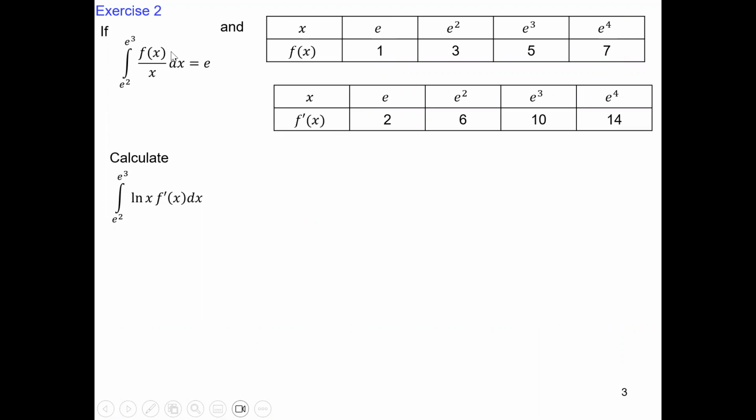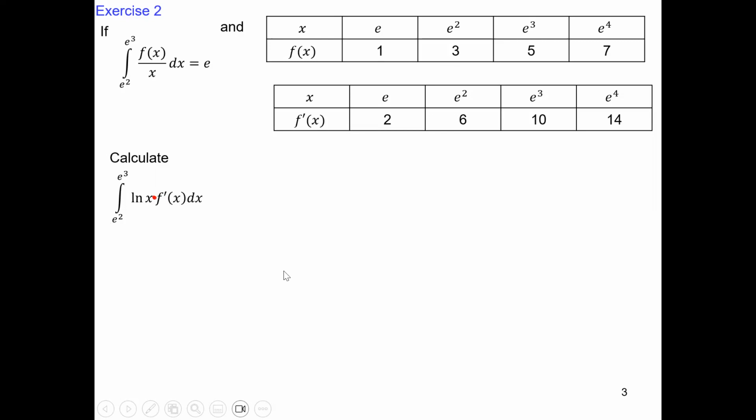Okay, we have some given information in the table, the same idea, and we will evaluate the integral. Let's see what is given. The integral of f of x over x dx is equal to e, with limits from e squared to e cubed, and some data in the table. We have to calculate the integral of natural log of x times f prime of x dx. Again, I'm stressing the product because sometimes we don't know where the product is. The limits of integration are the same, e squared to e cubed.